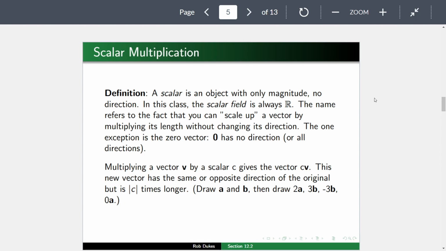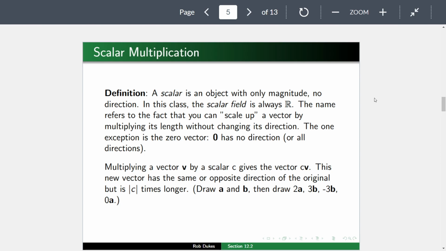Now it's called this because you could scale up a vector. You could say, take this vector and multiply it by some scalar, and what that does is it keeps the same direction but changes the length. The only exception is the zero vector, because zero is just a point in space, really. It has no direction, or you could say it has every direction.